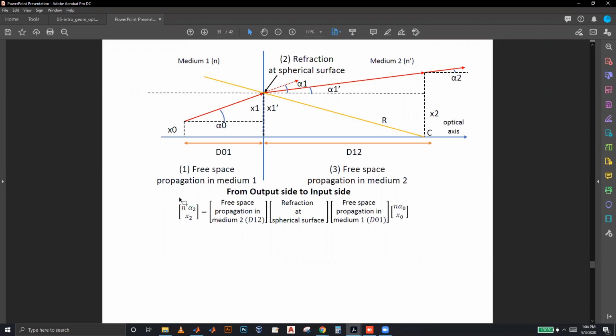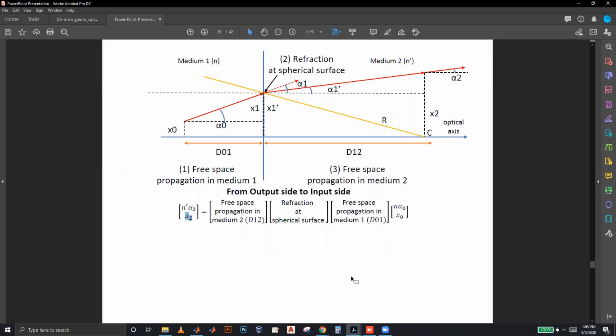Okay, so I'll explain what that means. First I write the output matrix. Remember, n out times alpha out, in this case n out is n prime, times alpha out is alpha 2, and the height is x2, equals some large system matrix, m1, m2, whatever, times the input, so n naught, alpha naught, and x naught.